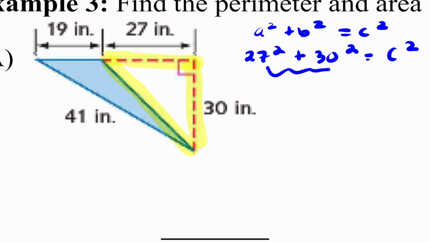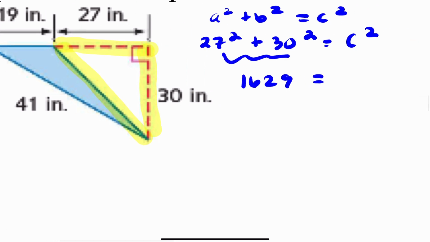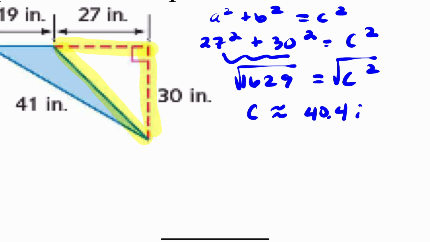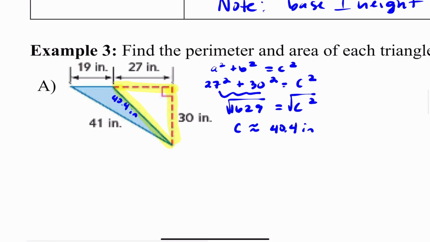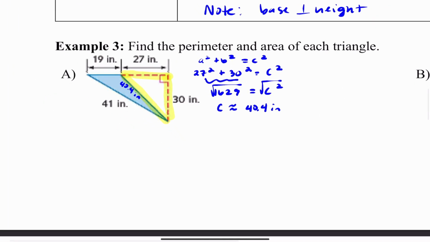And this is going to be, okay, so 1629 is equal to C squared. I'm going to take the square root. Y'all, I don't want to simplify this radical. It's too big. So we're just going to go ahead and say C is approximately 40.4 inches, because that's the unit we're dealing with. So that means that the side length here is 40.4 inches. Okay? So, gotta find the perimeter.